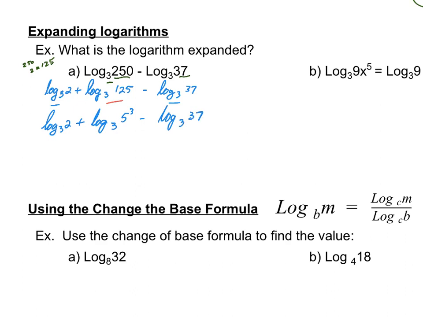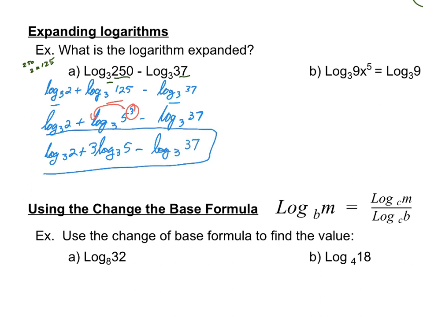There is one more thing that I do need to do, and I need to take this and use the power rule. And therefore, I'm going to end up with the log base 3 of 2 plus 3 times the log base 3 of 5 minus the log base 3 of 37. And that is now an expanded form of that original logarithm.